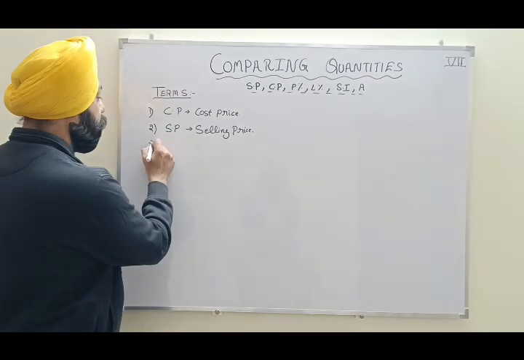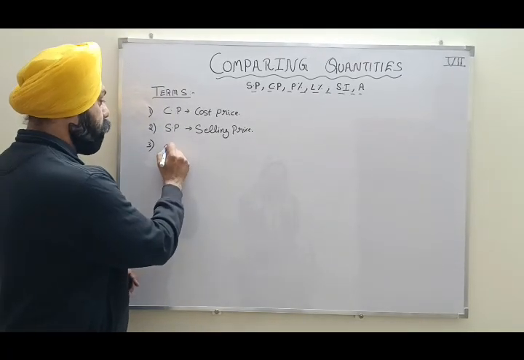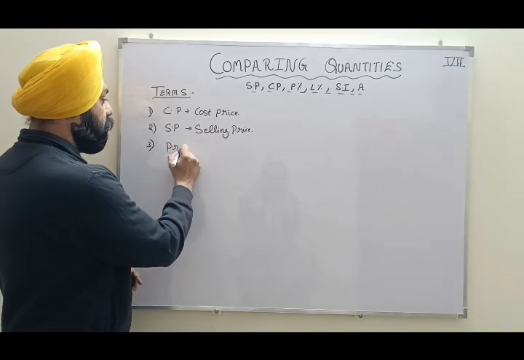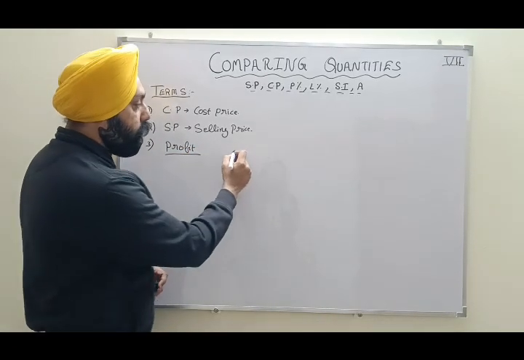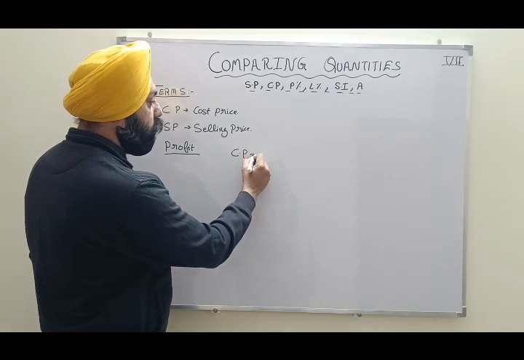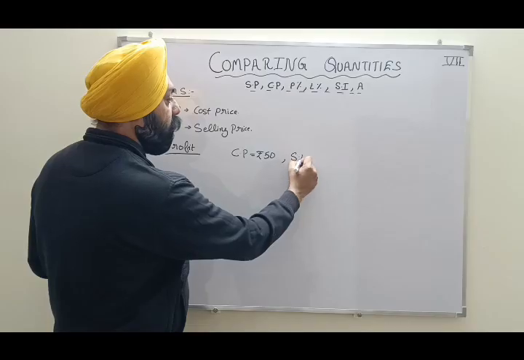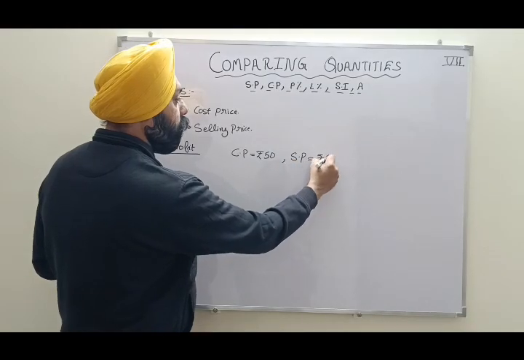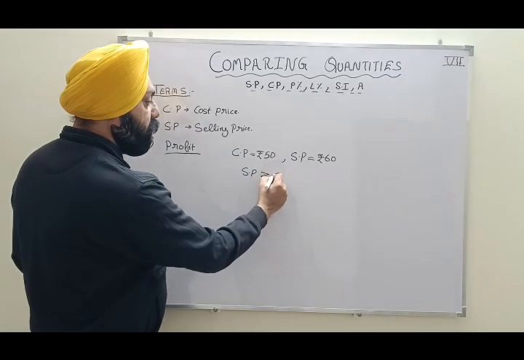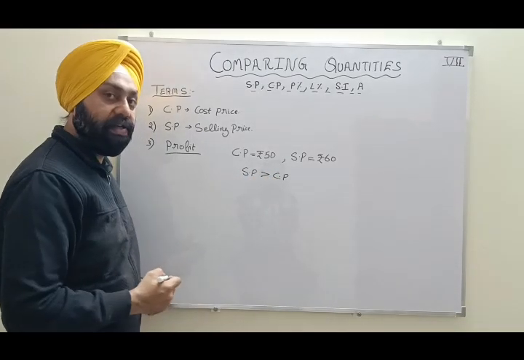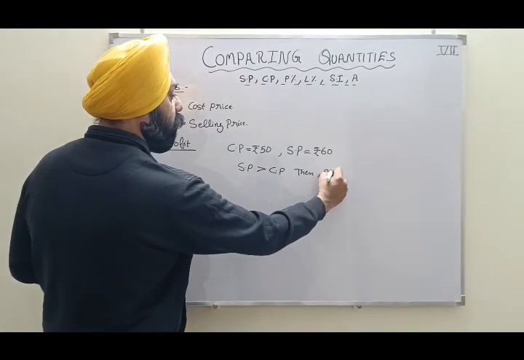Then the next term, which involves cost price and selling price both, is profit or loss. So first is profit. Suppose I bought a pen for rupees 50. So cost price of the pen was rupees 50 and I sold it for rupees 60. As you can say that SP is greater than CP. Whenever a selling price is greater than cost price, then we have profit.